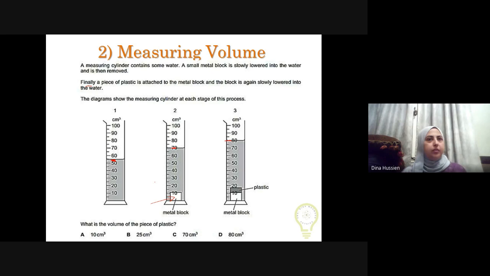Or we can simply do what? The difference between diagram 2 and diagram 3. Diagram 2 has water and the metal block. Diagram 3 has water, the metal block and the piece of plastic. And he's only asking about the volume of the plastic. So I can simply, from 2 and 3 only, get the volume of the piece of plastic, because that is the only difference between 2 and 3, the only thing I added. So it was 70 and became 80, so immediately the volume of the piece of plastic is 10 centimeter cubed.